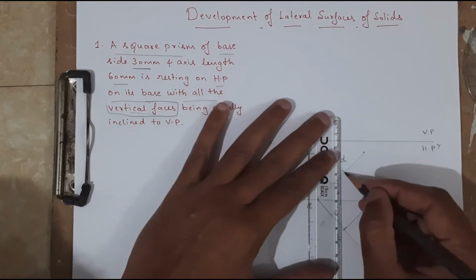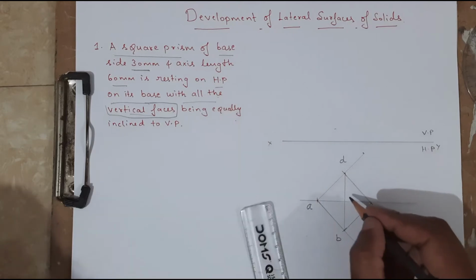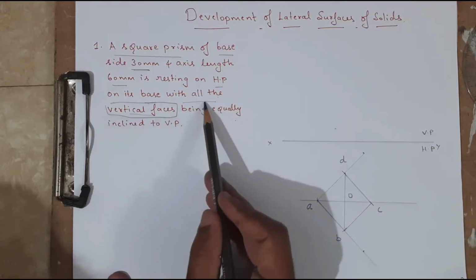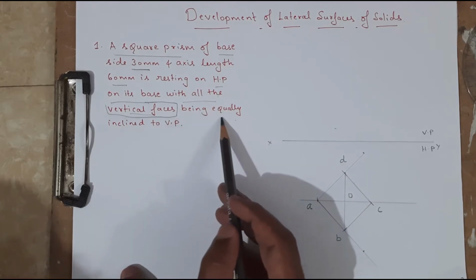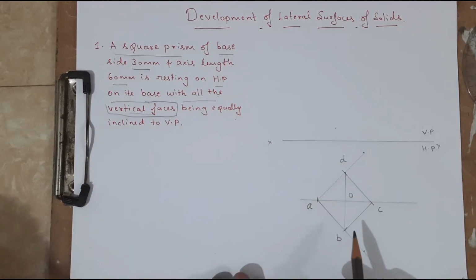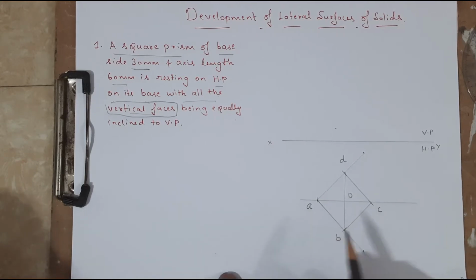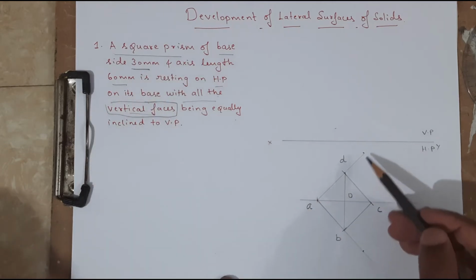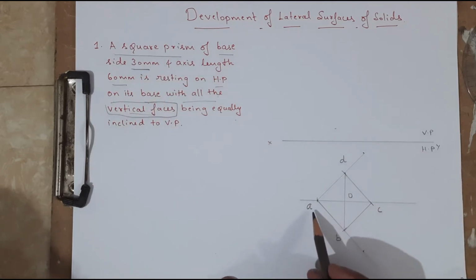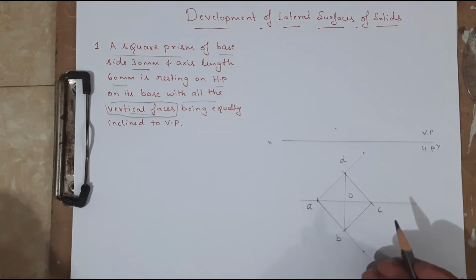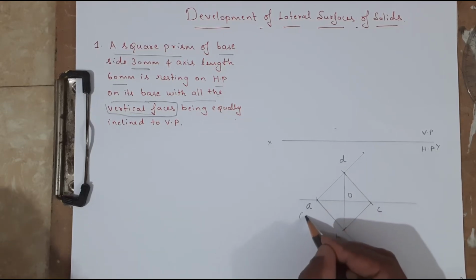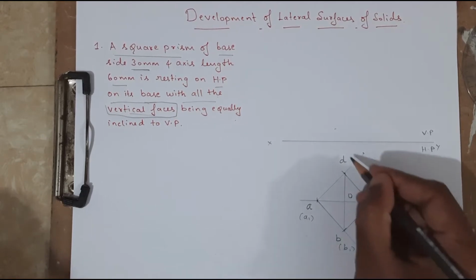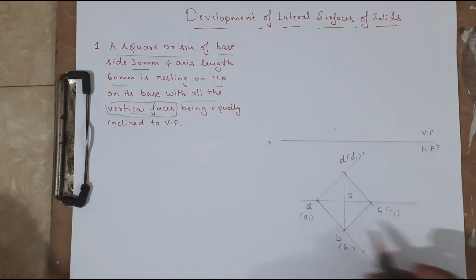And how to locate the center? So draw the diagonal, you will get the center O. See here, what is the condition? All the vertical faces being equally inclined to VP. So if I draw the square in this condition, there is a corner condition as we did in the solids. So then we are going to get all the vertical faces. How many vertical faces are there? There are 4 vertical faces, right? So let me name this one as A1, the bottom face B1, and this one is C1, and this one is D1. These are the invisible corners.